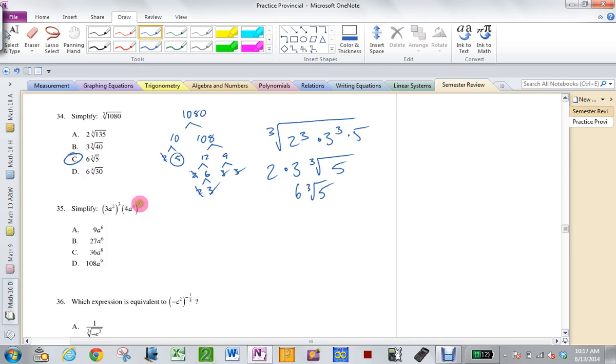Simplify. Anything to the 0, what's that? 1. Do I ever multiply anything by 1? No. So it is just 3a squared, cubed. 3 cubed, 27. A to the squared, cubed, a squared cubed, a to the sixth. Boom, B.